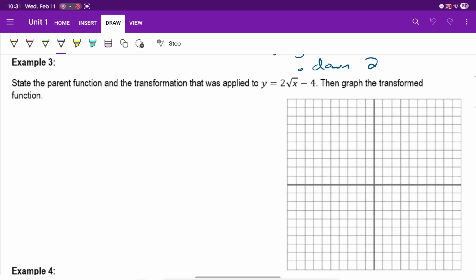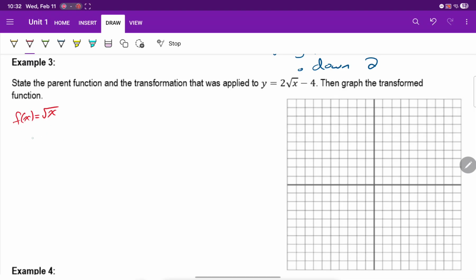Okay, so to begin with, we're looking at example 3, which says state the parent function and transformation that was applied to y equals 2 root x minus 4, then graph the transformed function. So I am going to use mapping notation to apply the transformations and come up with our transformed function. Looking at that function, our parent function is going to be f of x equals a square root function.